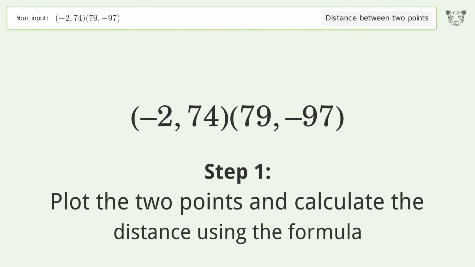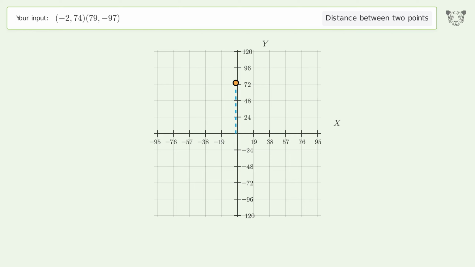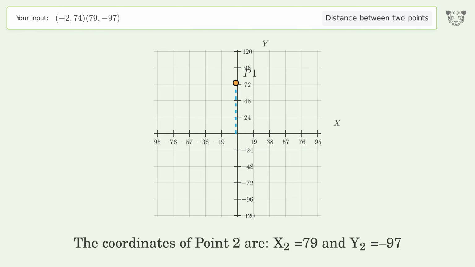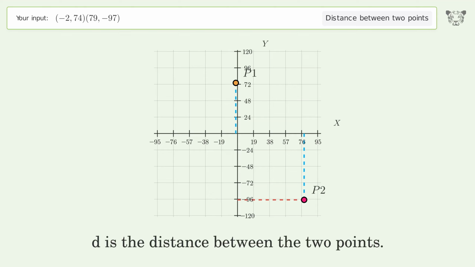The coordinates of point 1 are x1 equals -2 and y1 equals 74. The coordinates of point 2 are x2 equals 79 and y2 equals -97. D is the distance between the 2 points.